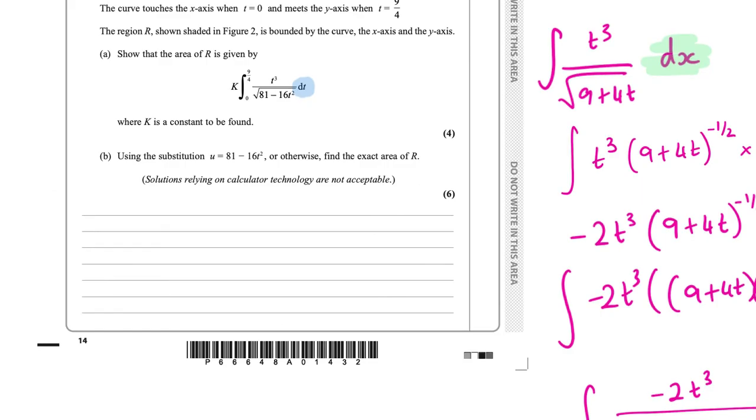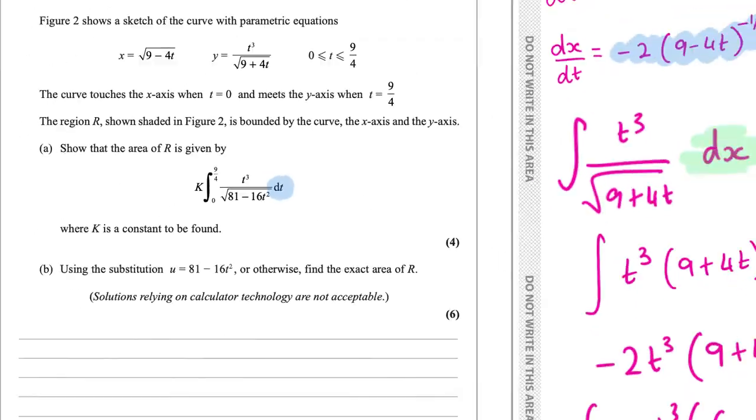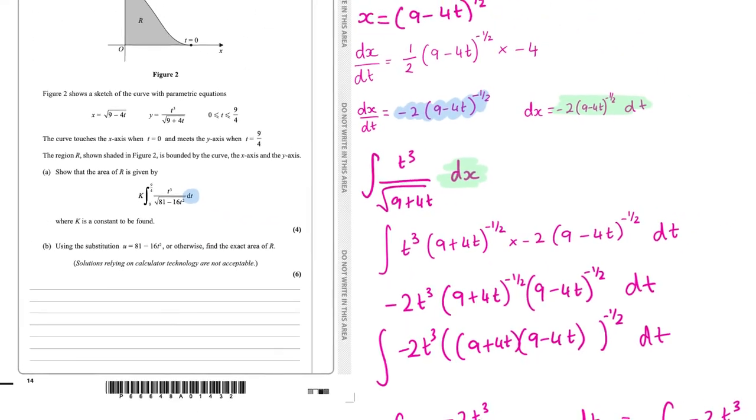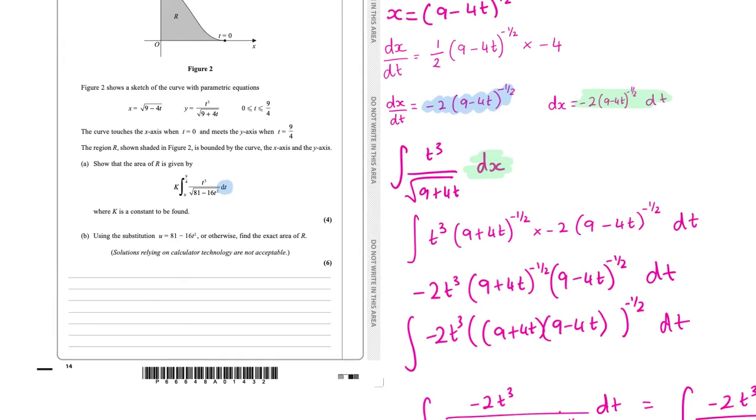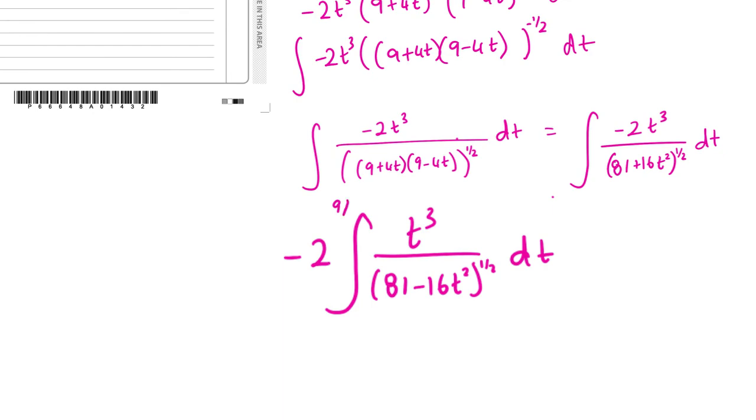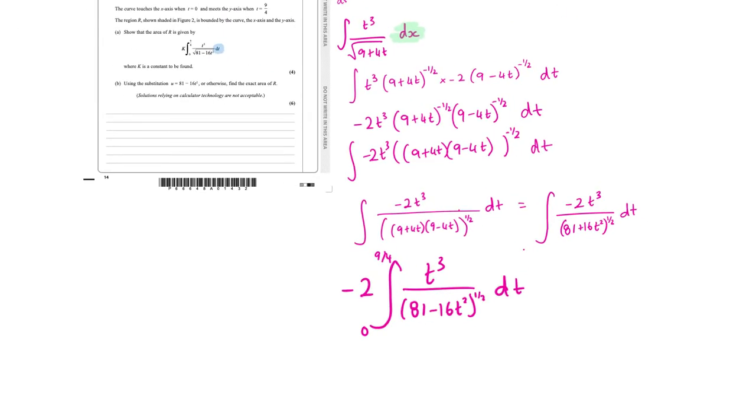Nice and simple. Now, normally we would change the limits here when it gives us x equals. However, they've given us the limits in terms of t, so we don't need to change any limits, all right? So the limits are still between 9/4 and 0. They've already done it for us in the question, which is nice. Then it says, using the substitution u equals 81 minus 16t squared, find the area.